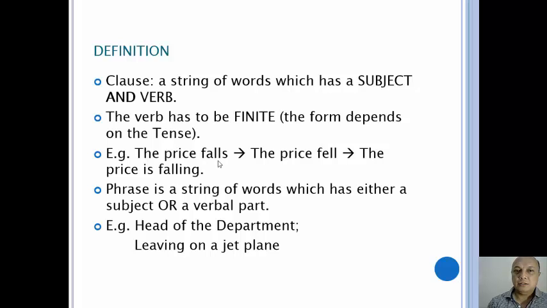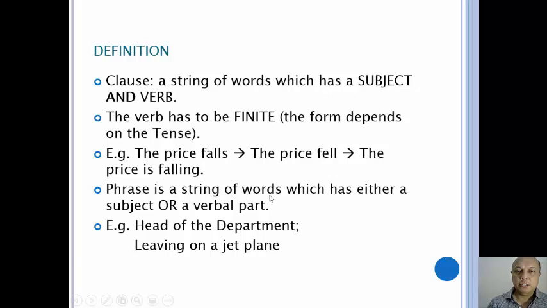The form of a finite verb changes with the change in tenses. If I change it into present progressive, then it becomes falling, preceded by is. So again, this is a finite verb because it changes according to the tense. The tense changes, it also changes. That's a finite verb.